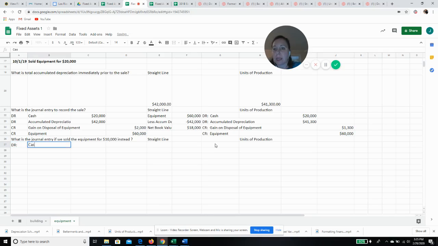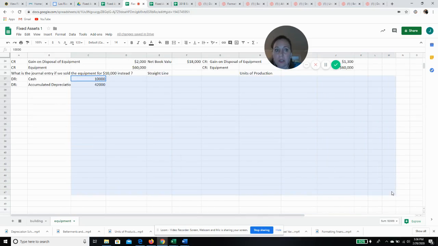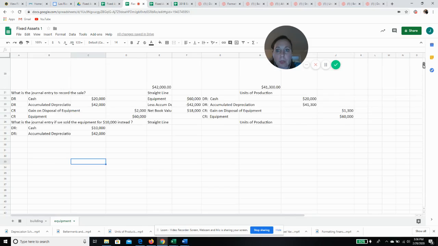We're going to debit cash for $20,000. We are going to debit accumulated depreciation. This is the exact same equipment at the exact same period of time. So everything is going to be the same except for the cash, which we only received 10,000. Let me fix that. And let's just do some formatting here. I know I've got a credit to equipment for 60,000.